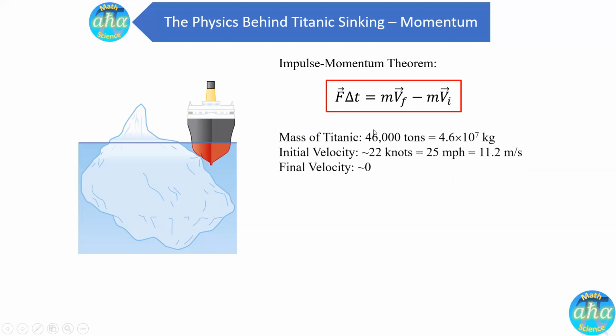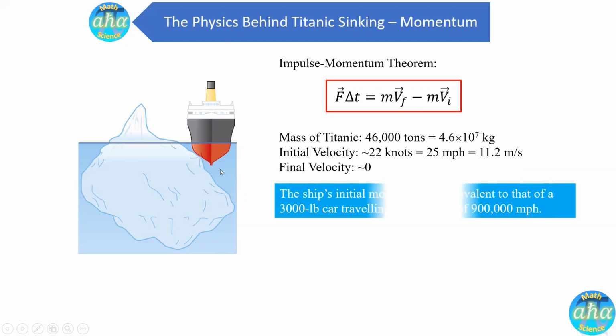With this information, we can now do the calculation. The mass of the Titanic is about 46,000 tons, or 4.6 times 10 to the 7 kilograms. The initial velocity is about 22 knots or 25 miles per hour, which converted to meters per second is about 11.2 meters per second. The final velocity can be taken to be zero, as the ship has slowed down significantly after the collision with the iceberg. So with this information, we can do the calculation.